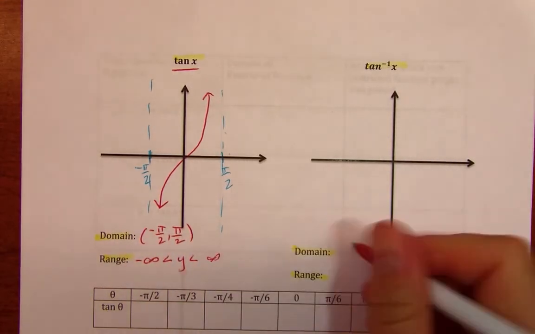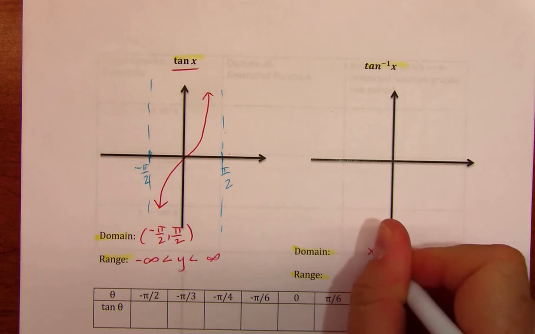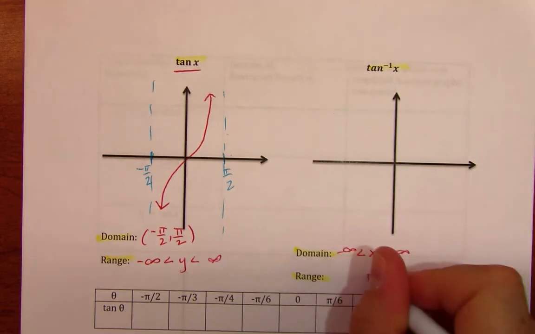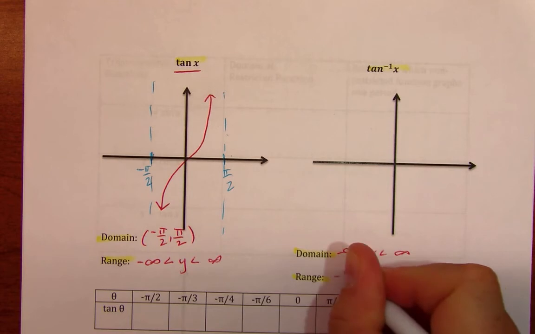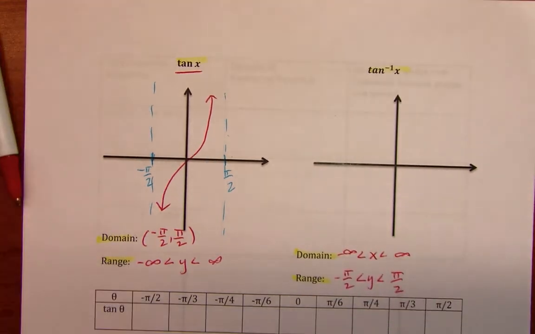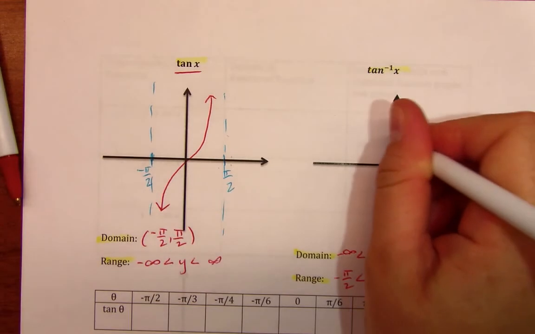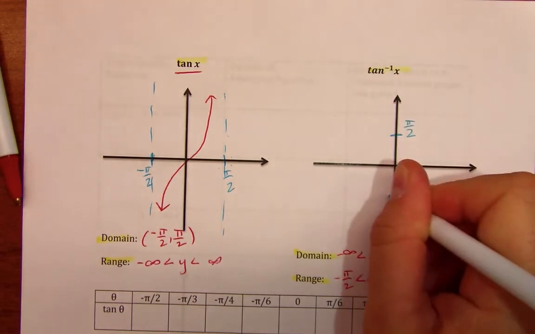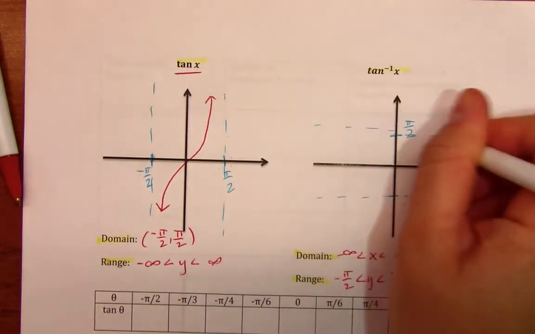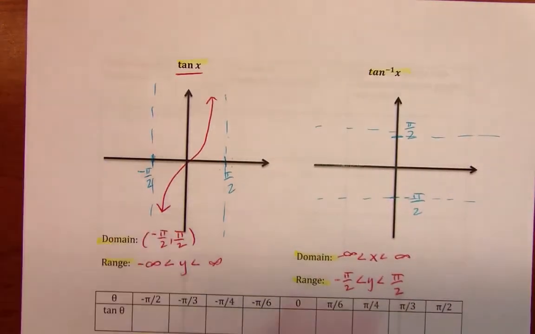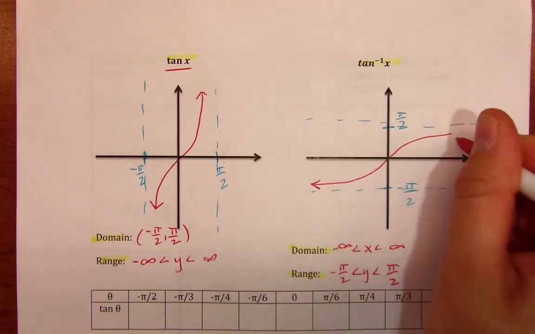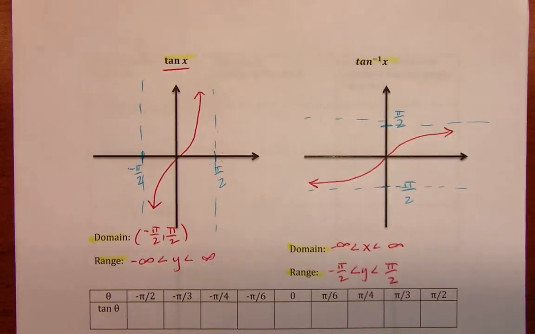So these will switch then for inverse tangent. Our domain will be negative infinity to positive infinity, and our range will be negative pi over 2 to positive pi over 2. And our graph now has horizontal asymptotes at pi over 2 and negative pi over 2. And our graph will look like that. So that's inverse tangent's graph.